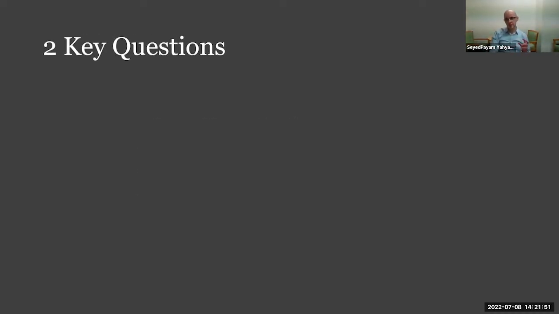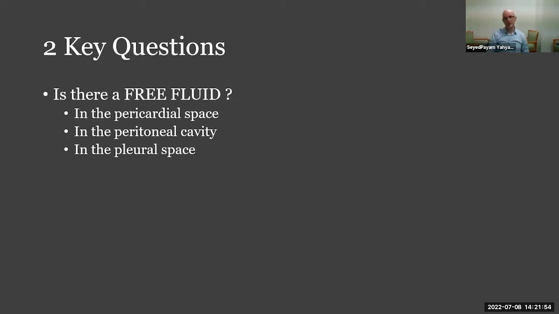Now, when we do the EFAST, there are two key questions. One, is there any free fluid anywhere? And that anywhere can be in the pericardial area, in the pleural area, or in the peritoneal area. And the second question is, is there any pneumothorax?